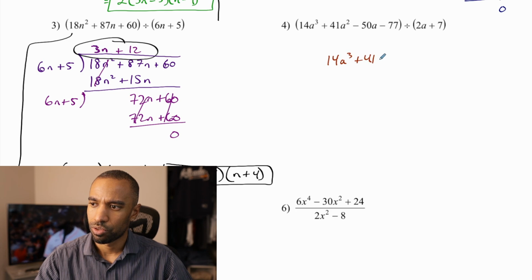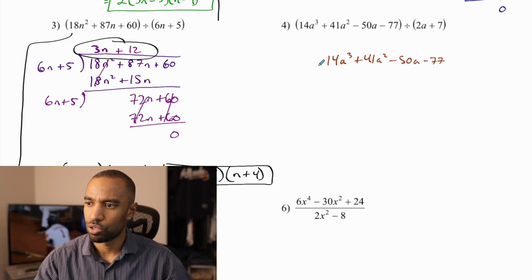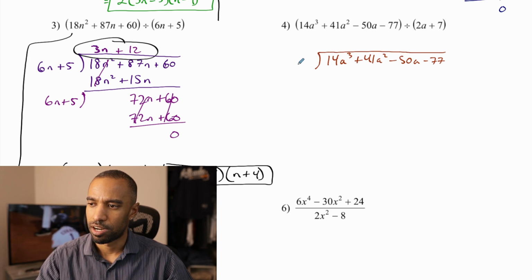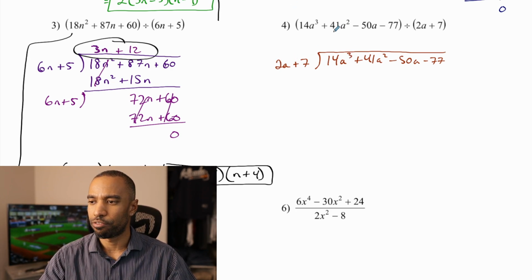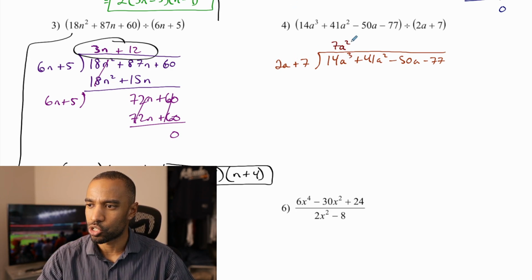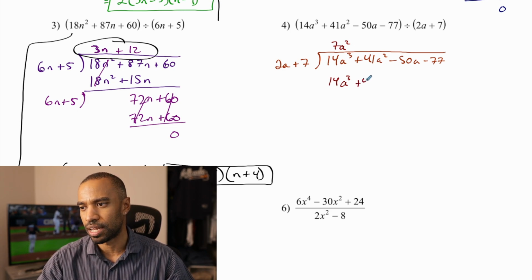14a cubed plus 41a squared minus 50a minus 77, divided by 2a plus 7. Okay. How many times does 2a go into 14a cubed? 7a squared times, of course. 2 times 7 is 14. a times a squared is a cubed. Looks like that's panning out just fine. 7 times 7a squared is 49a squared.